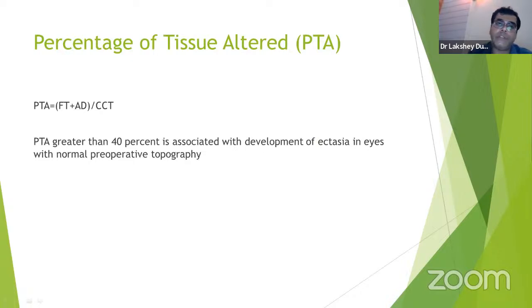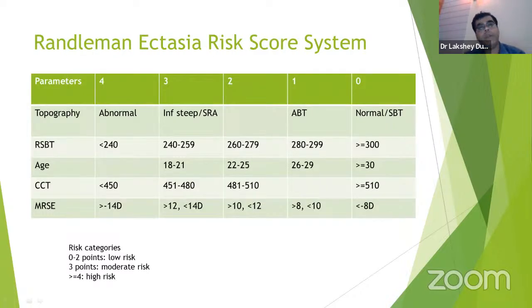One more parameter is percentage of tissue altered. Percentage of tissue altered is flap thickness plus ablation depth divided by total corneal thickness. So this is the tissue we are altering. If it is more than 40%, this is suspicious. We should not do it. It should never be more than 40%.